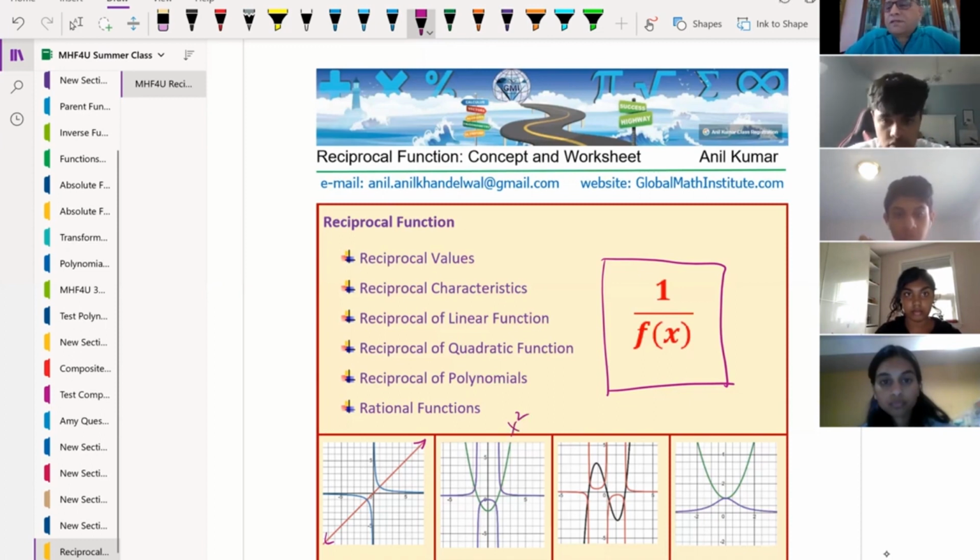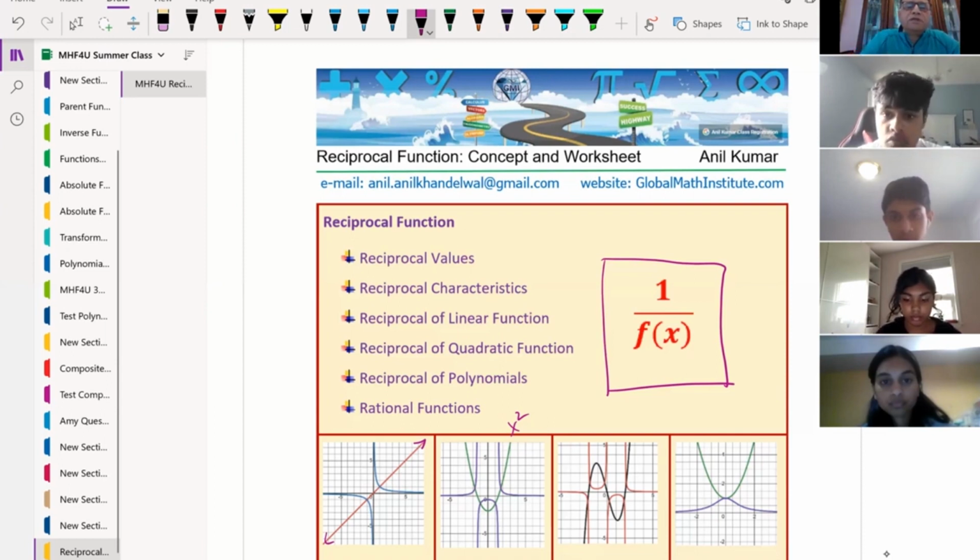The third one is a cubic function, and the reciprocal is shown in brown color with some vertical and horizontal asymptotes also. Then we again have a quadratic function whose reciprocal is also shown in the graph. Anyway, when we try to understand this chapter on reciprocal functions, I would like to break it down into very simple steps.